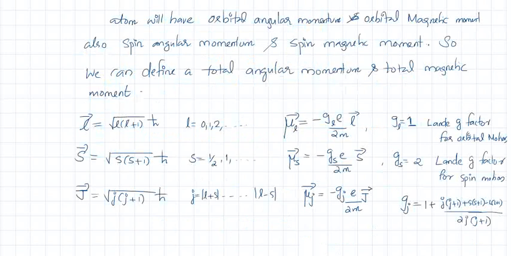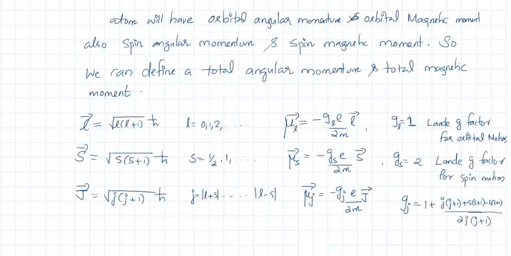Now, sodium atom has an orbital angular momentum and an orbital magnetic moment. Also, there is a spin angular momentum and a spin magnetic moment. So we can define the total angular momentum and total magnetic moment for sodium atom.